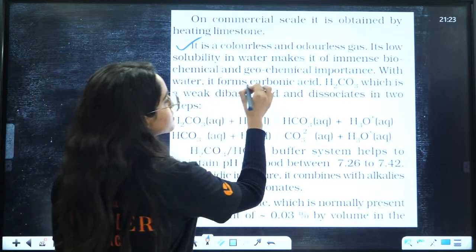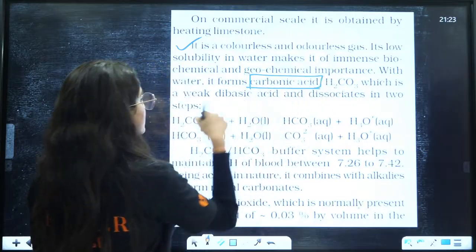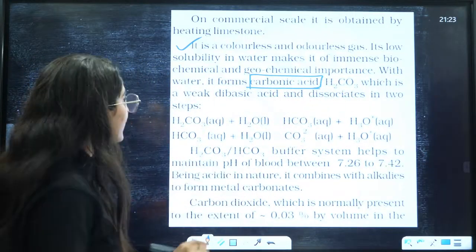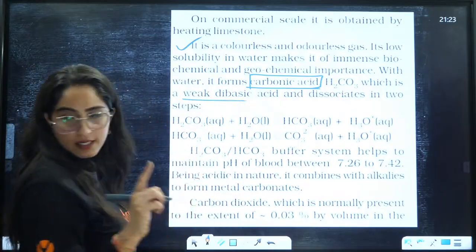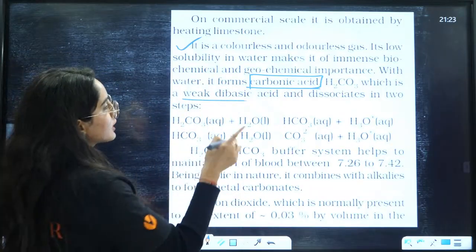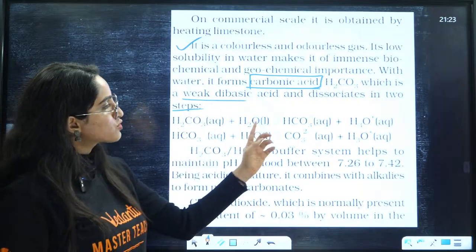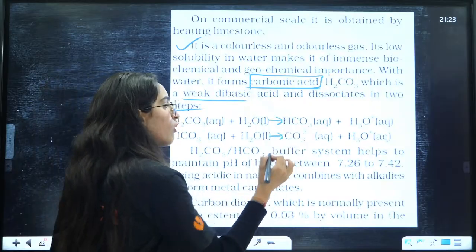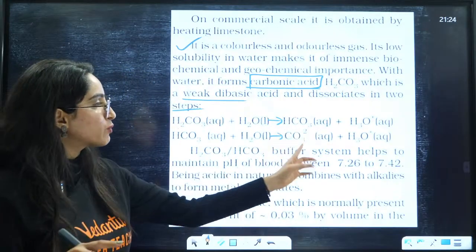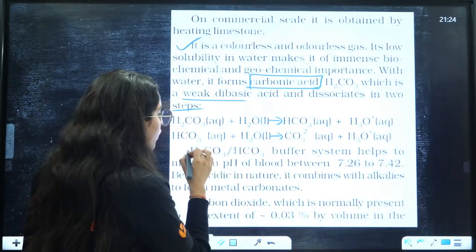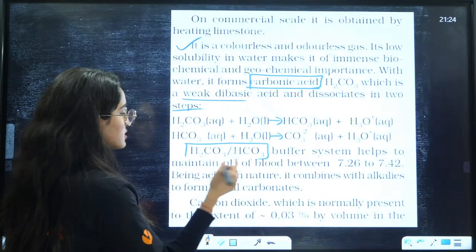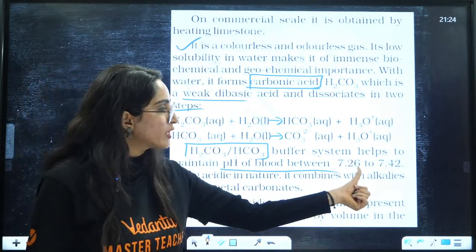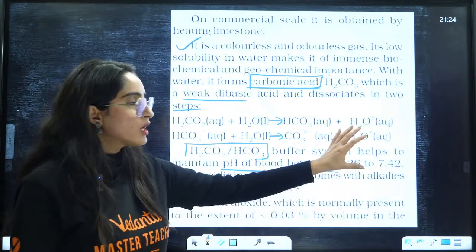With water, it forms carbonic acid, that is H2CO3, which is a weak dibasic acid, and it dissociates in two steps. It will dissociate into HCO3 negative, then form carbonate ion. So we get bicarbonate and carbonate ion. Now, this buffer system helps to maintain the pH of the blood between 7.26 and 7.42.